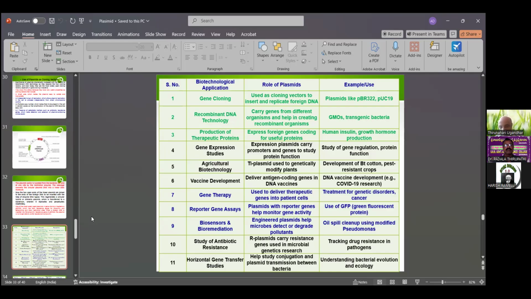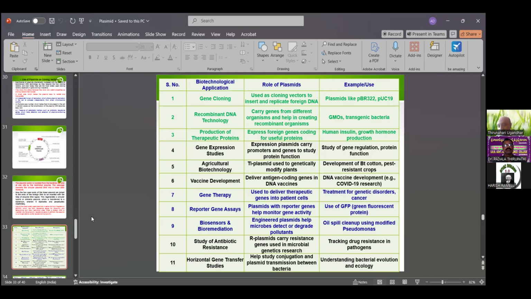How many functions are there? For biotechnology purposes, 11 functions are maintained through plasmids. First one, gene cloning. What is the role of plasmid? Use as a cloning vector to insert and replicate foreign DNA. For example, plasmids like pBR322 and pUC19. Second one, recombinant DNA technology: carry genes from different organisms and help in creating recombinant organisms.